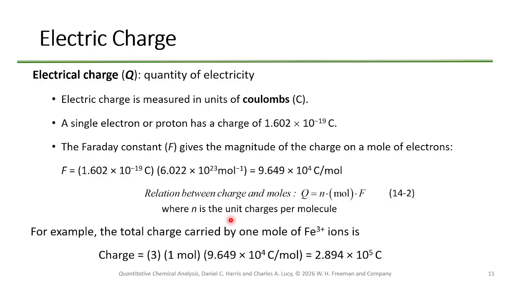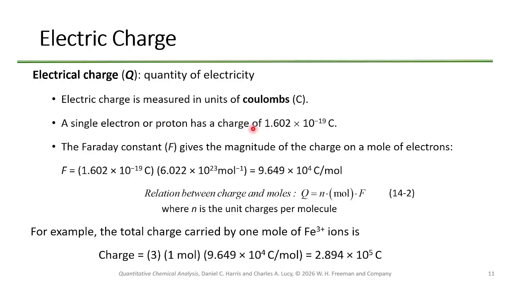The electrical charge is designated capital Q for the symbol. Electric charge is the quantity of the electricity, and it is measured in coulombs, typically designated capital C. A single electron or proton has a charge of 1.602 times 10 to the negative 19 coulombs. The Faraday constant, designated F, gives the magnitude of the charge on a mole of electrons.